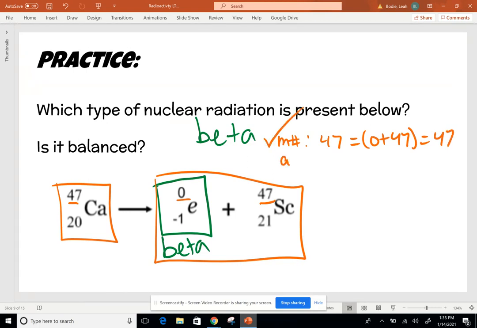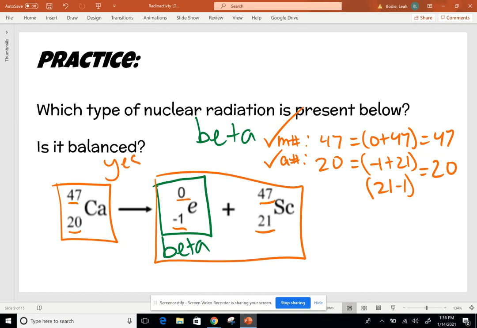Now let's take a look at our atomic number. We started with 20. And on this side, we have -1 and 21. Or you could think about it as 21 minus 1. Either way is fine. That still gets us 20. So perfect. Yes, everything is balanced.